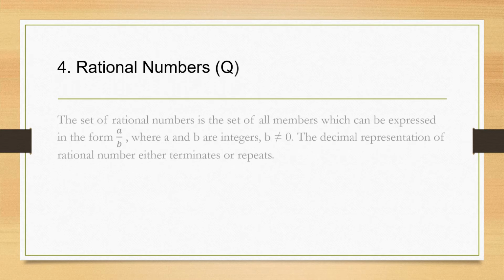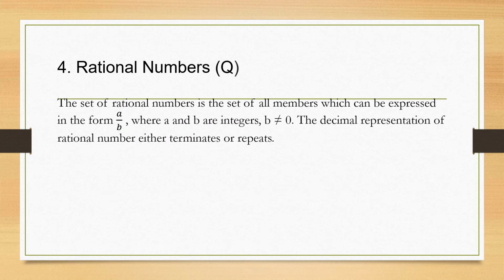Okay, so again. The set of rational numbers is the set of all numbers which can be expressed in the form a over b, where a and b are integers and b is not equal to 0. The decimal representation of a rational number either terminates or repeats.